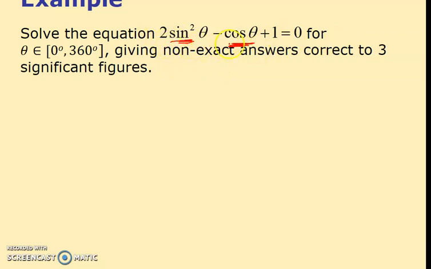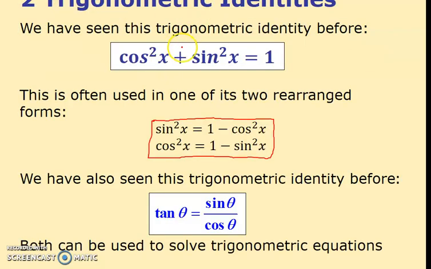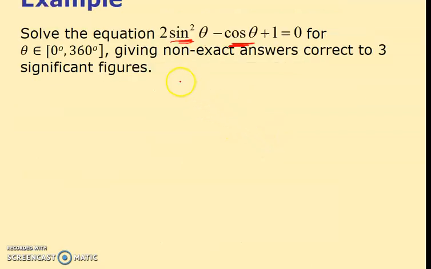Now the problem is cos theta we can't do anything much about. But the sine squared we can do something about. And of course, up here I said that sine squared equals 1 minus cos squared. Now that is essentially what we're going to use. So rather than this, I'm going to write two lots of 1 minus cos squared. And you're going to have to learn these rearrangements. They are so useful.